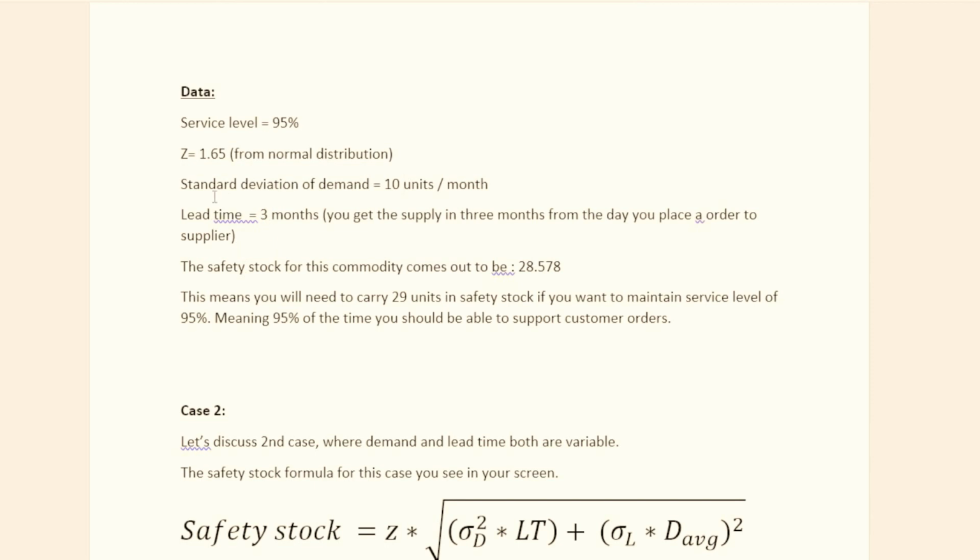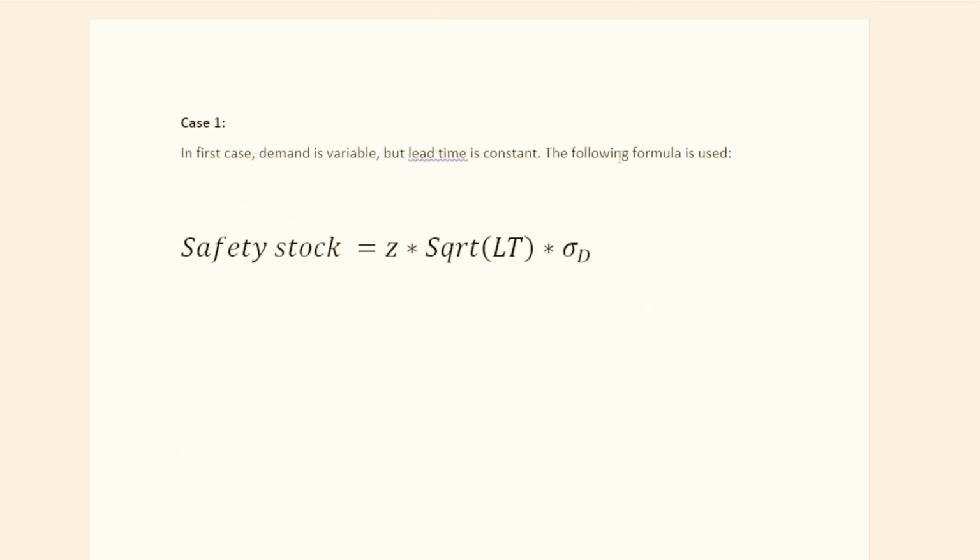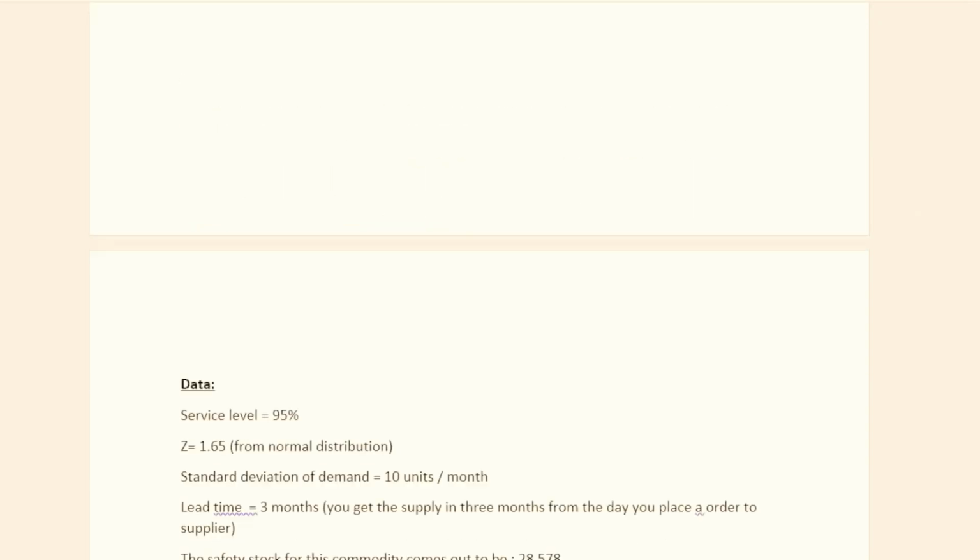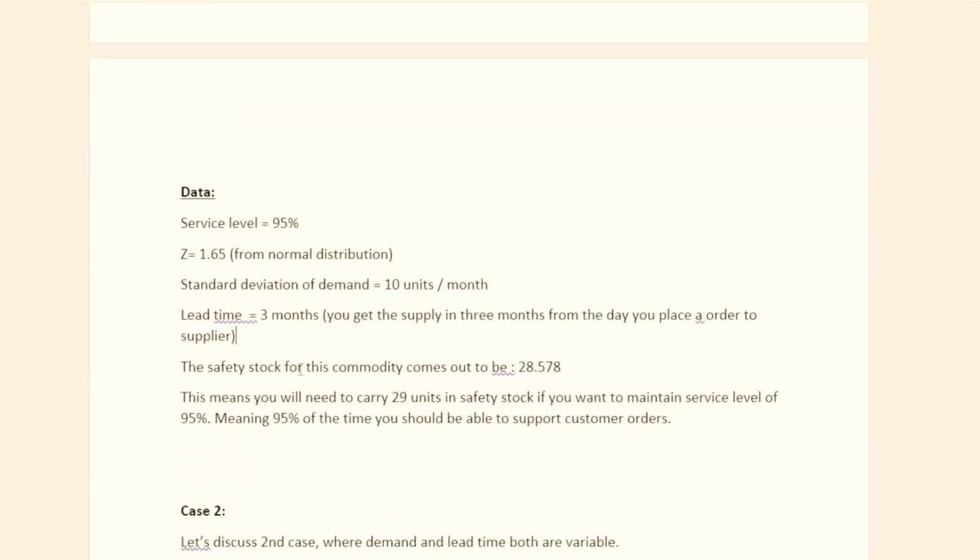These are arbitrary values. It will depend totally on your data set. Whatever data set you have, you need to calculate the standard deviation, and you also need to know the lead time of the products from your supplier. When you put these values into the safety stock formula that I showed you, Z, square root of lead time and standard deviation of demand, you will get the safety stock for this commodity: 28.5.